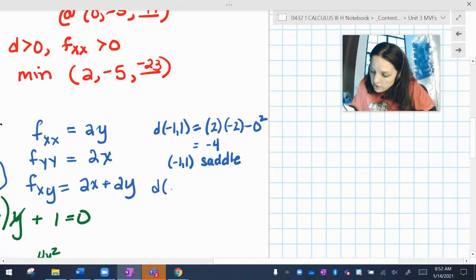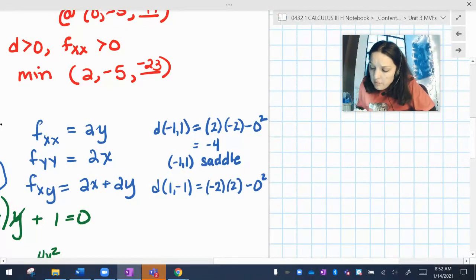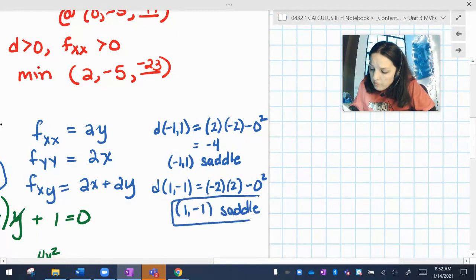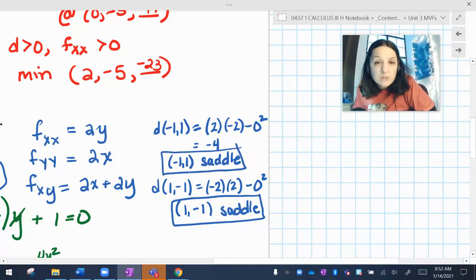So I know negative 1, 1 is a saddle point. And then if I do D of 1, negative 1, it's really going to end up being the same thing, but now it's negative 2 times positive 2 minus 0. So 1, negative 1 is also a saddle. Now, if you remember, I thought we would have 3 saddles. We don't. And now I want to go back and explain why.